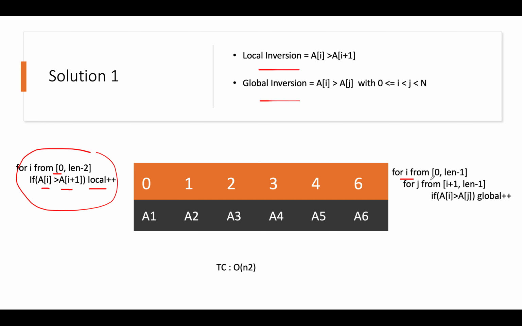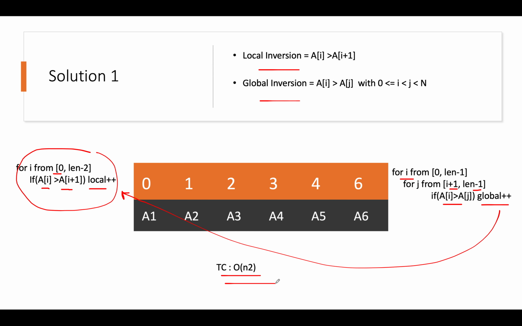Similarly, you start calculating the global count as well. You start from i equal to 0 till len minus 1, and for j starting from i plus 1 up to len minus 1, if a of i is greater than a of j, you increment your global count. In the end, you simply check whether your global count happens to be equal to the local count or not, and you return. What is the time complexity of this approach? The time complexity is order of n square. Can we do something better?